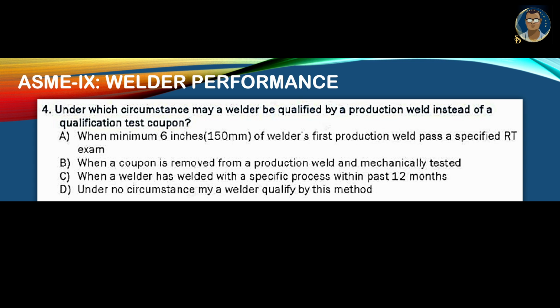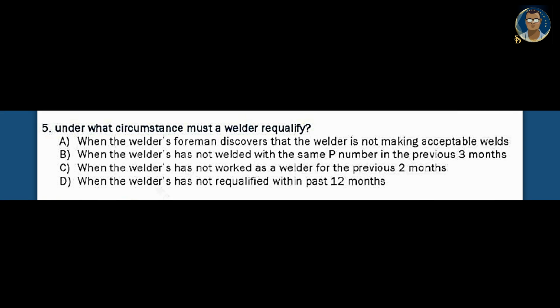specific RT exam. Question 5. Under what circumstances must a welder requalify? When do you need to requalify a welder? Option A, when the welder's foreman discovers that the welder is not making acceptable welds. Option B, when the welder has not welded with the same P number in the previous 3 months. Option C, when the welder has not worked as a welder for the previous 2 months. Option D, when the welder has not requalified within the past 12 months.